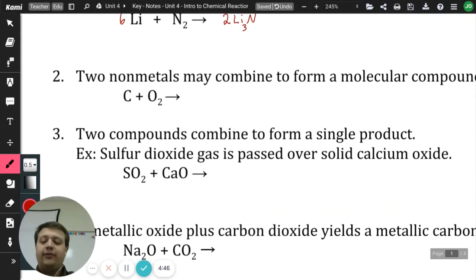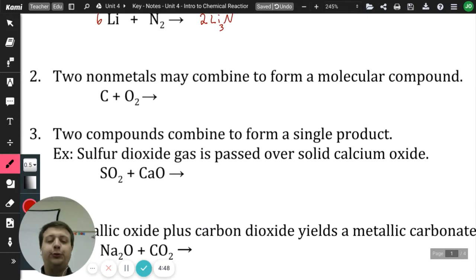Okay, so let's take a look at rule 2. So in a synthesis reaction, if I've got 2 nonmetals, they're going to combine to form a molecular compound. So here I've got carbon and oxygen. What's the most common molecular compound between carbon and oxygen? Well, it'd be carbon dioxide, right?